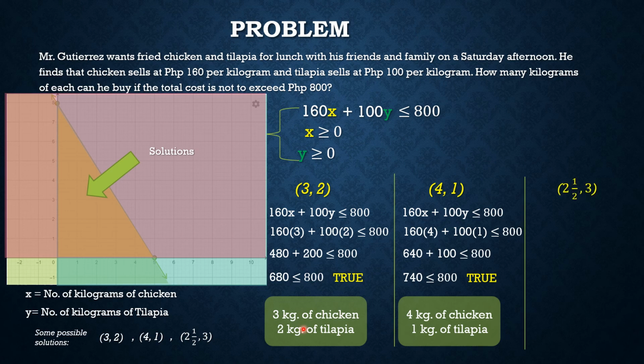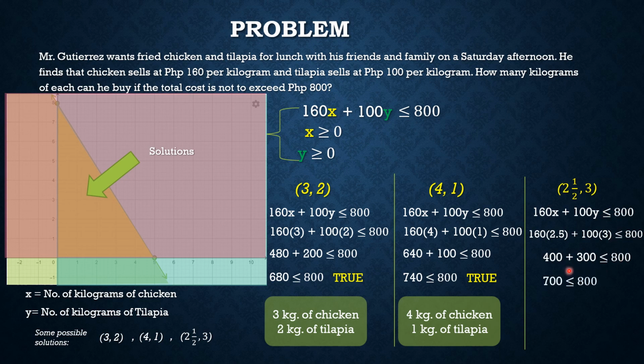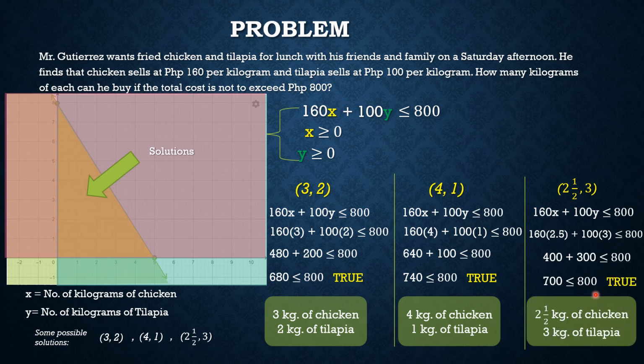And for the last possible solution na ibinigay natin, 2.5 kilos of chicken and 3 kilos of tilapia, pasok pa rin naman dun sa ating answer. Okay, sa ating solution. Kasi makikita natin dito that 160 times 2.5 is 400, and then 100 times 3, kung 3 kilos of tilapia yung binili niya, that's 300. So 400 plus 300 is 700, and that is still less than 800, no? So it means that is true. So pwede siyang bumili ng 2.5 kilos of chicken and 3 kilos of tilapia.